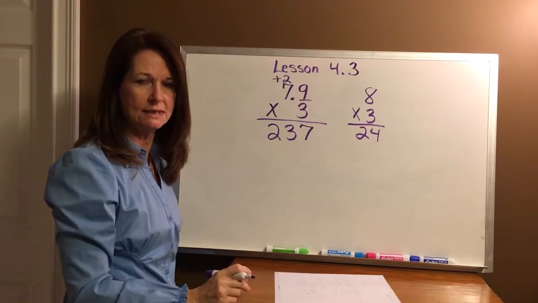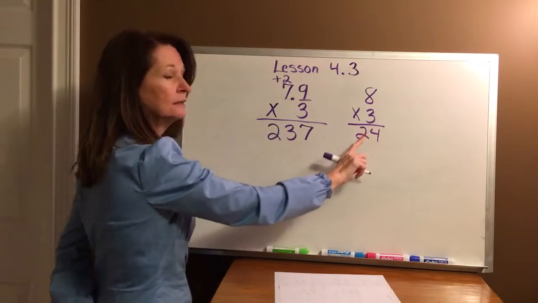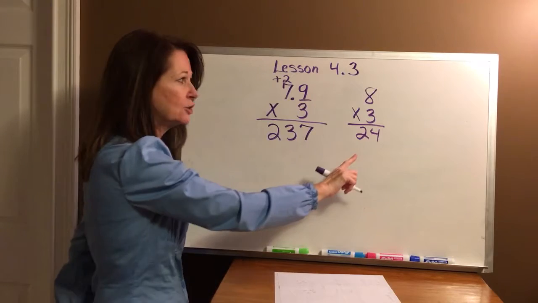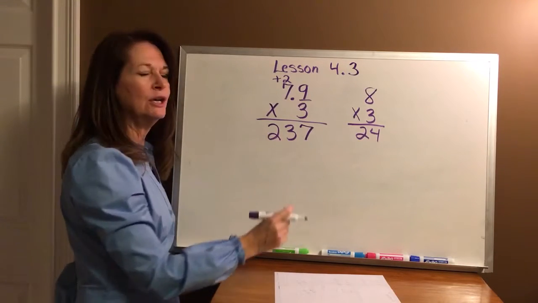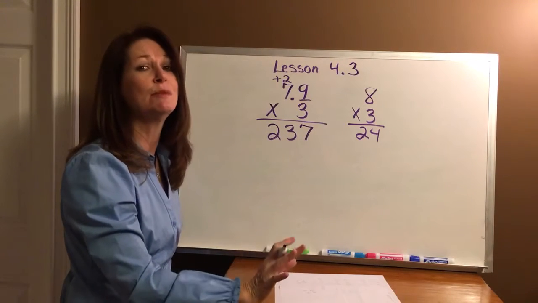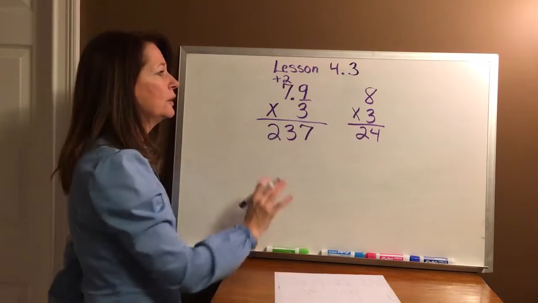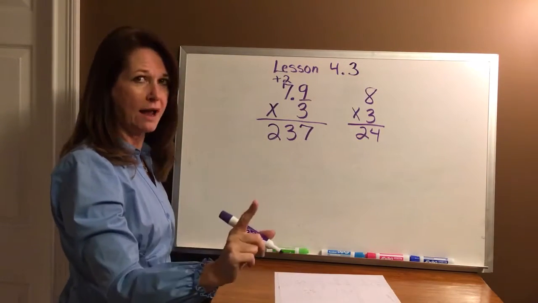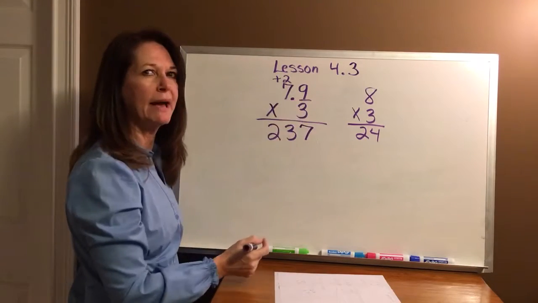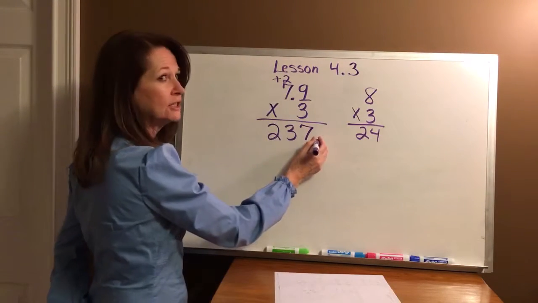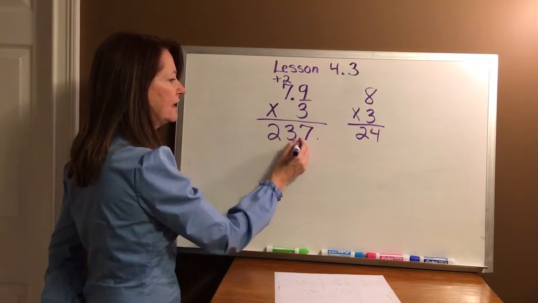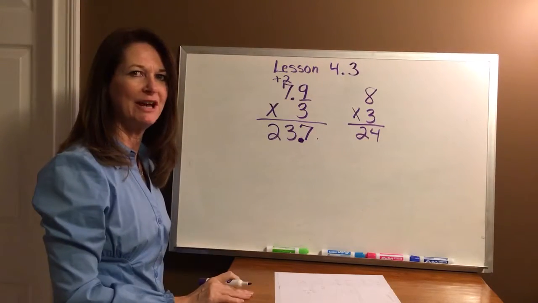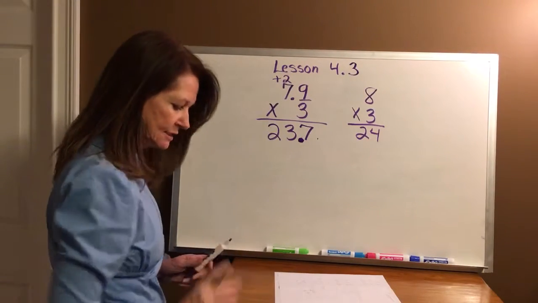Now, does that make sense? If you did your estimate of 8 times 3 and you got 24, then you would know 237 is not even in the ballpark. So we're going to be talking more about estimating, but I want you to see that's why we have to figure that decimal point back in. 1 digit to the right, we're going to move it, and there it is. All right, let's do another one, just for practice.